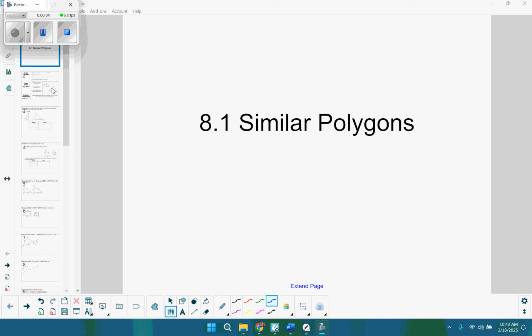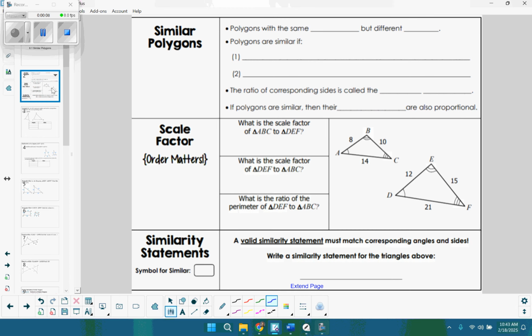This is lesson 8.1. We're going to talk about similar polygons. We've already talked about similarity with dilations, so now we're going to talk about similar polygons in general. Similar polygons are polygons with the same shape but a different size.